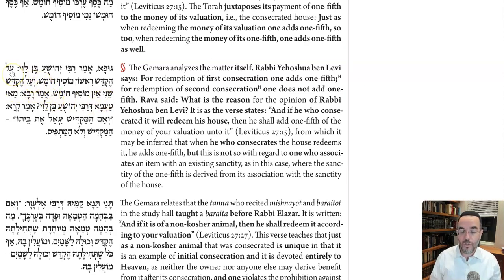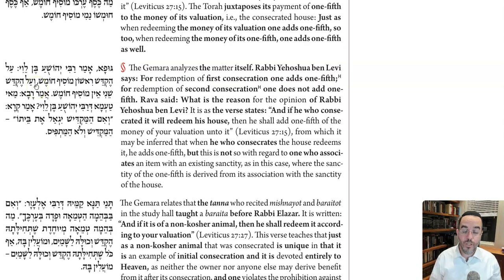Let's say someone consecrates an animal. We'll call that animal A. And then he decides to transfer, to redeem that kedusha from animal A to animal B. And then he decides to transfer it again from animal B to animal C. So we know the law that if you have something consecrated and you are going to redeem it or transfer it, then you have to add a fifth.